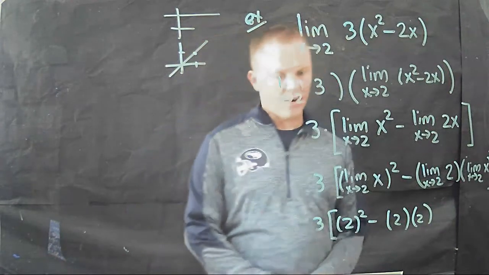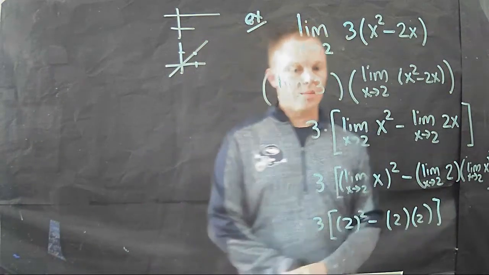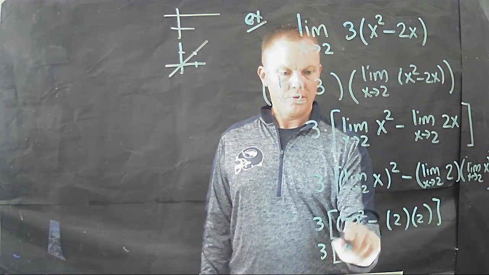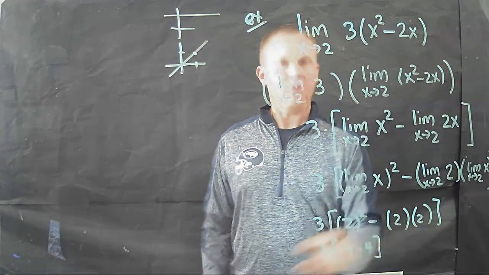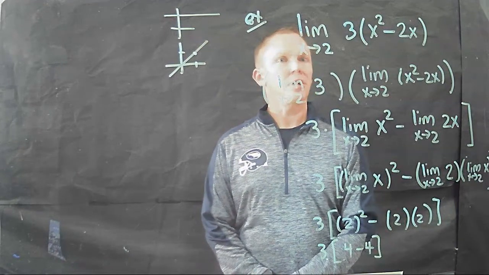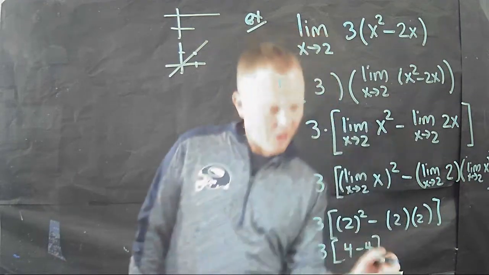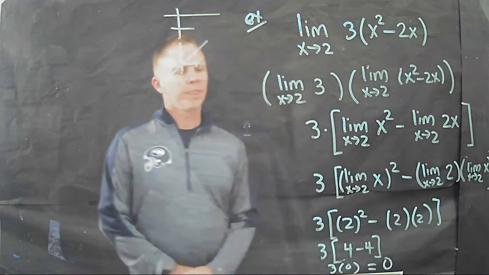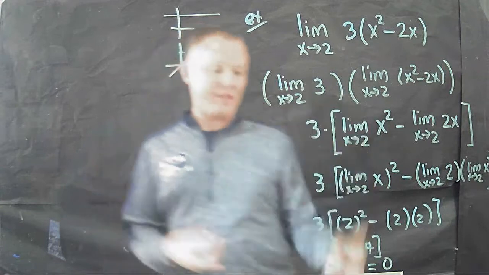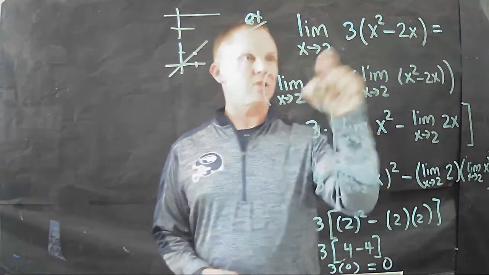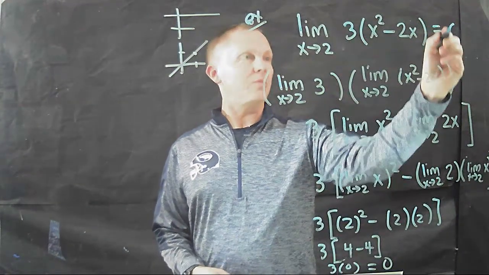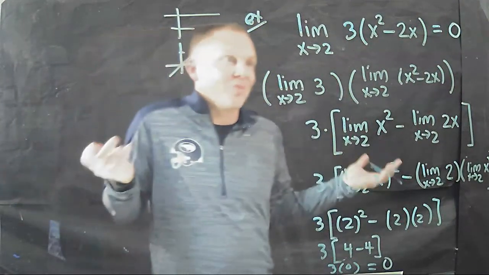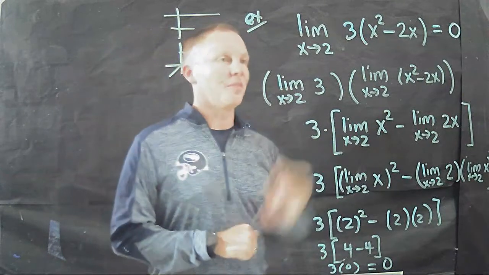And so what do we have here? I've got 3 times 4 minus 4, 0. Did I pick one that has 0? I sure did. Ha, that's okay. 3 times 0, which is 0. Okay? So that's the limit. That's the answer to this limit problem. The limit as x goes to 2 of this function is equal to 0. It just coincidentally chose something off the top of my head that ended up being a root of the function.